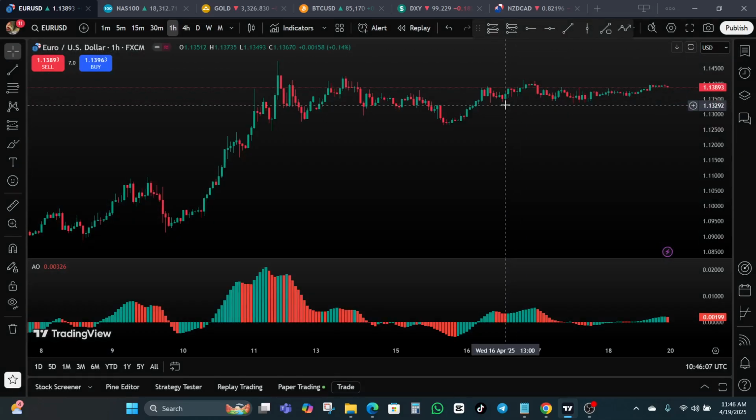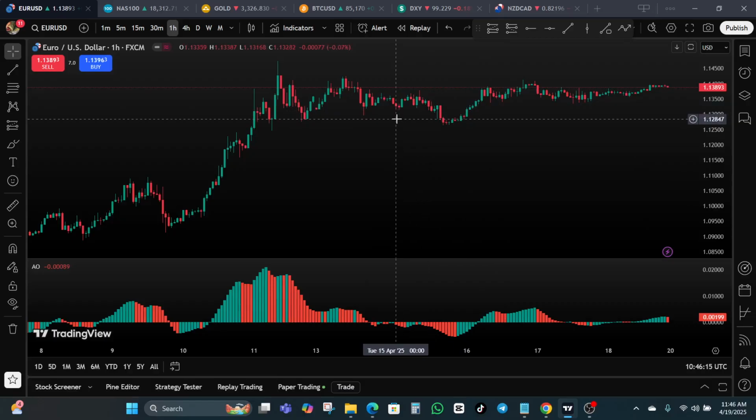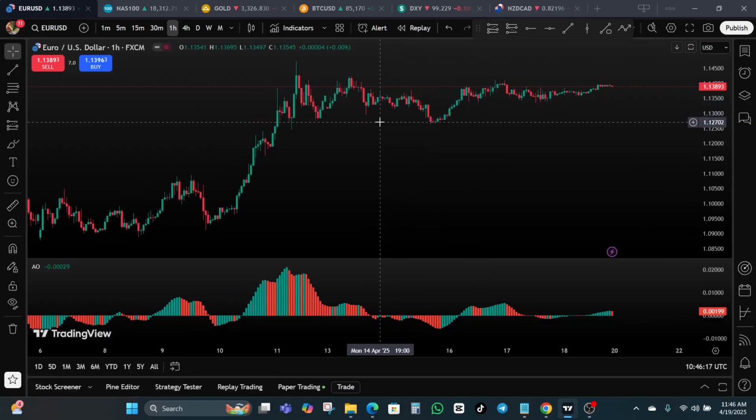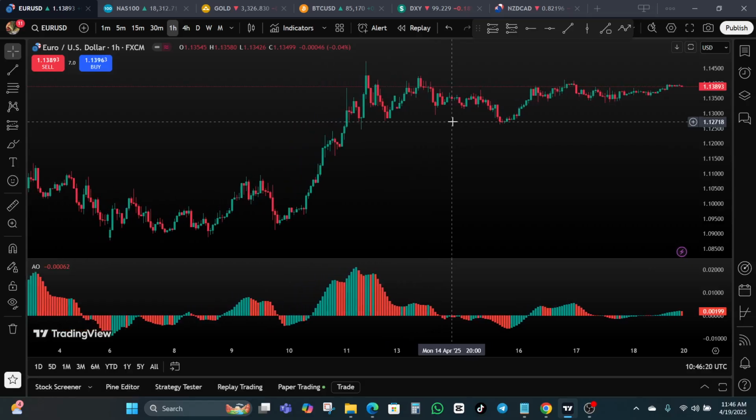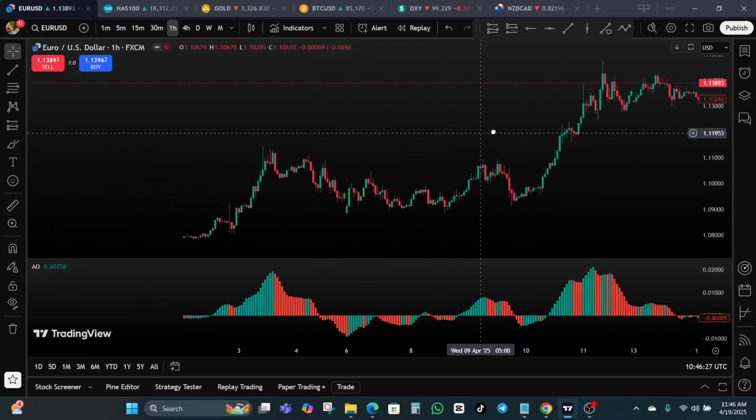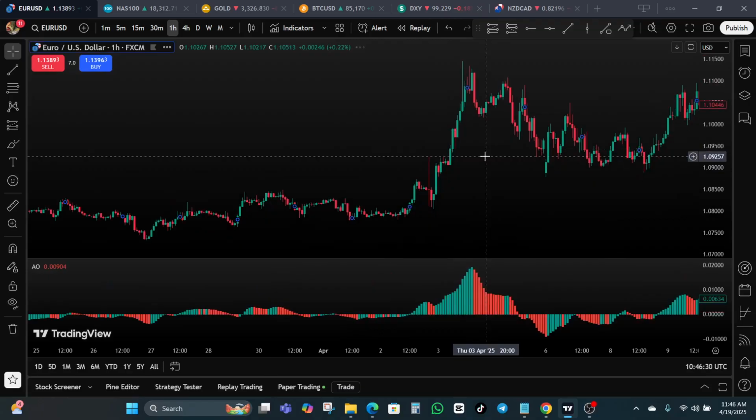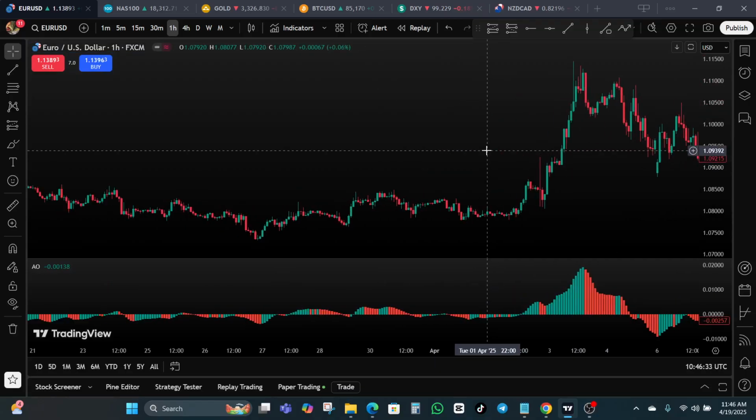So now here is where divergence comes in. Divergence happens when the price is making new highs or new lows, but the Awesome Oscillator is not following along. In that situation, we have a divergence. That disconnect signals that the current trend might be losing steam, and that is your opportunity.